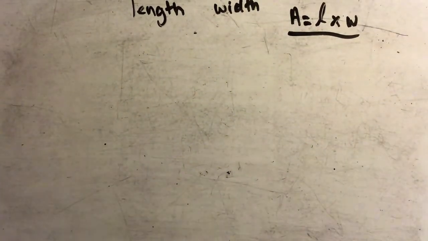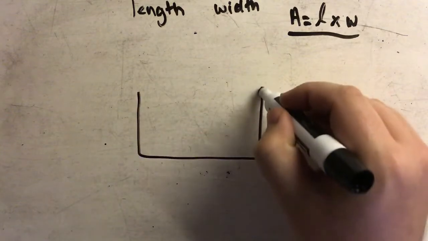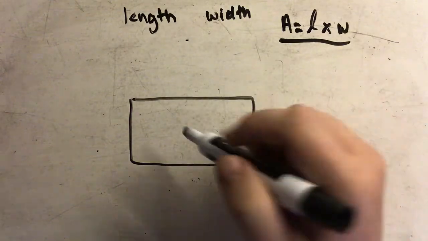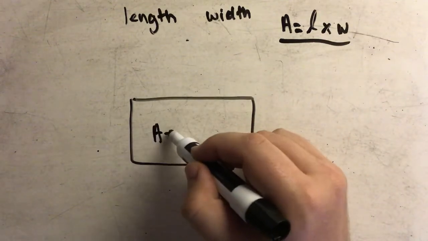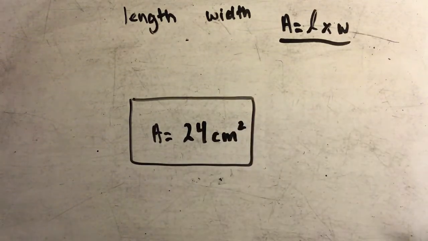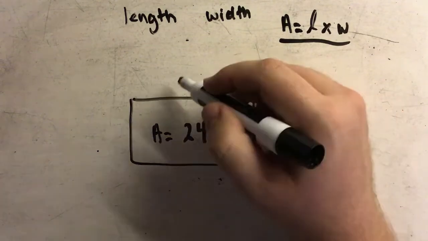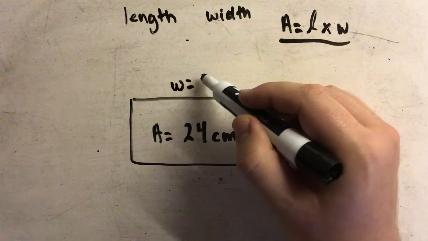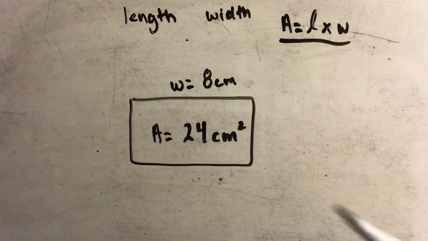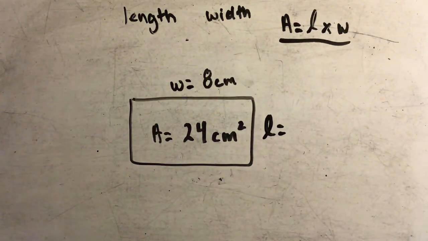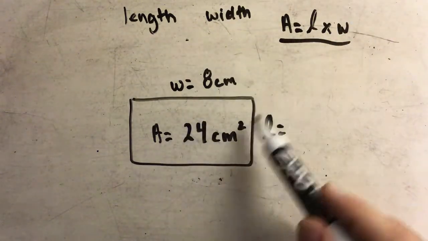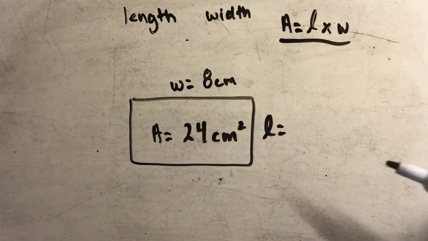So, well, what happens if I have a rectangle that gives me the area and wants me to find one of the sides, either the length or the width? So let's say that in this case, the area of this rectangle is equal to 24 centimeters squared, and the width is equal to 8 centimeters. Sorry, and they want to know what the length is. Well, I have a formula that can help me, so I can plug in the numbers that I have into that formula and see if I can come up with an answer.